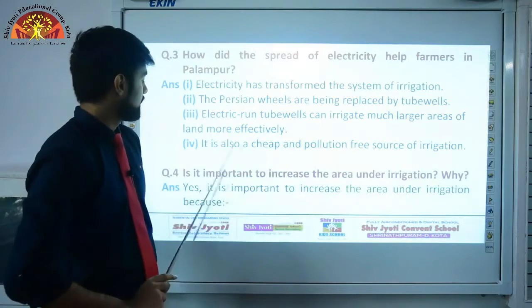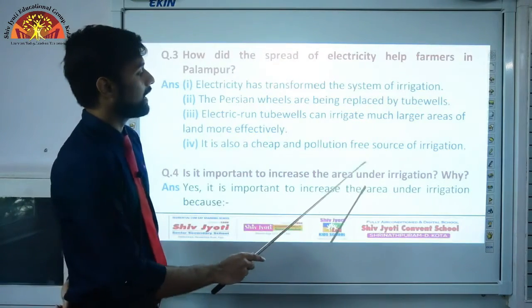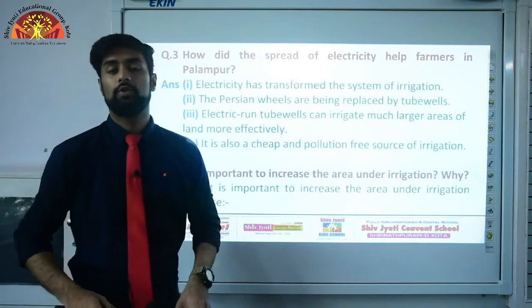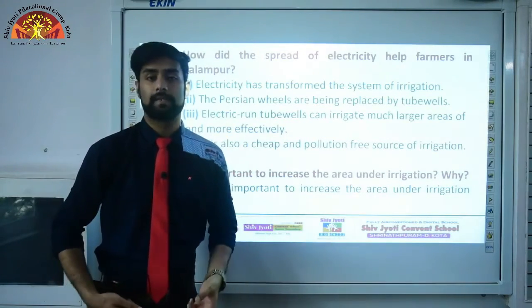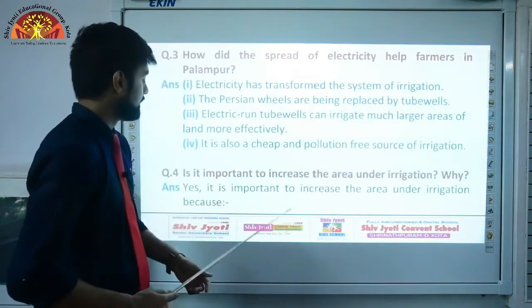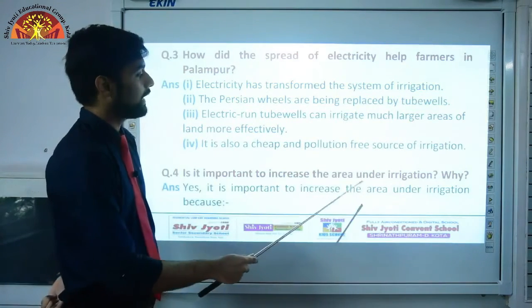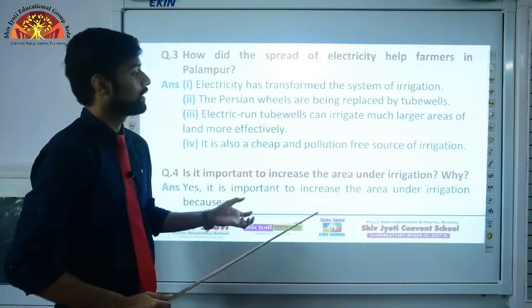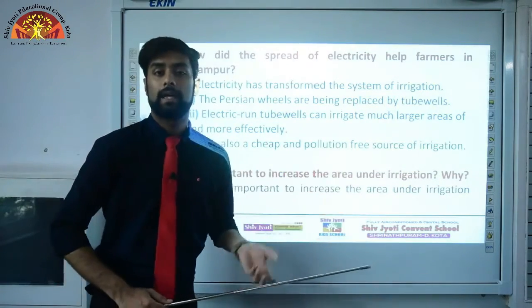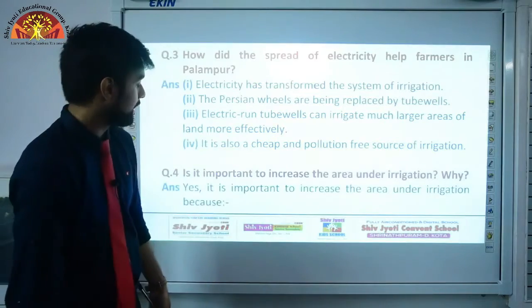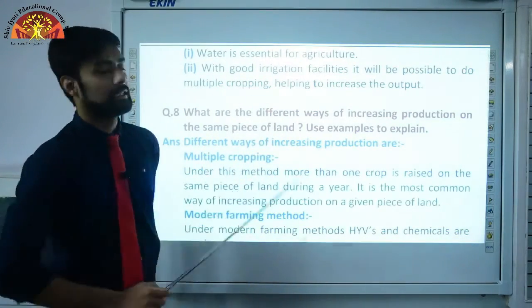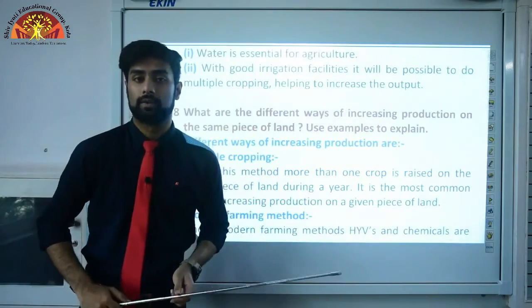Next question, is it important to increase the area under irrigation? Why? Should we plant more crops? Should we irrigate more land so that we can grow crops there? Why? Yes, it is important to increase the area under irrigation because तो आंसर में it is saying कि हाँ ये बहुत ज़रूरी है कि हम एरिया को बढ़ाएं, जो irrigation area है उसको बढ़ाएं. Why? Because water is essential for agriculture. पानी जो है agriculture के लिए ज़रूरी है.